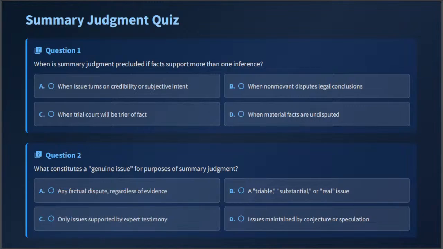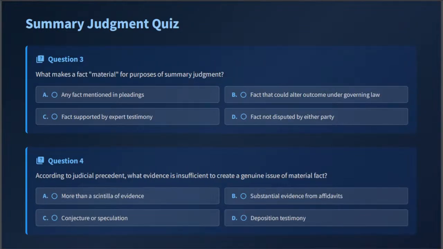As you can see, 2B. Okay, let's see here. So we're on to question 3. What makes a fact material for purposes of summary judgment? A, any fact mentioned in pleadings. B, a fact that could alter the outcome under governing law. C, fact supported by expert testimony. Or D, fact not disputed by either party.